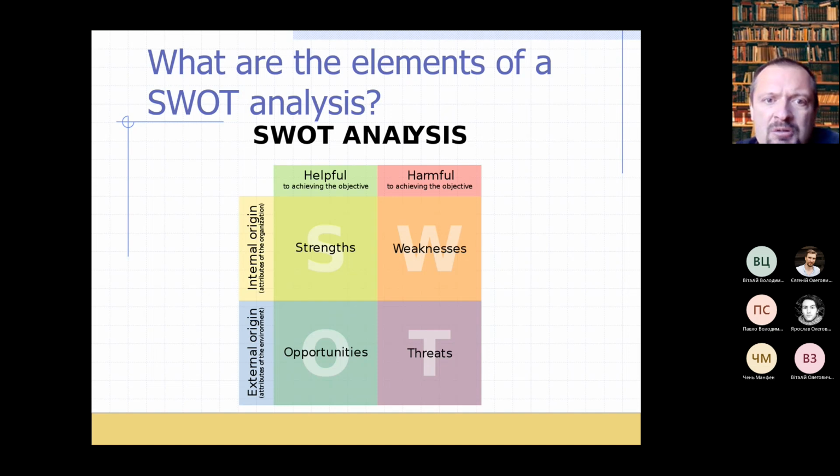Now we are speaking just about the positive or helpful factor for our organization, which is connected with the external environment. And threats are harmful or negative factors in the external environment. For example, a high level of competition in our industry is a threat for our organization, because it doesn't let us set a rather big price for our products.